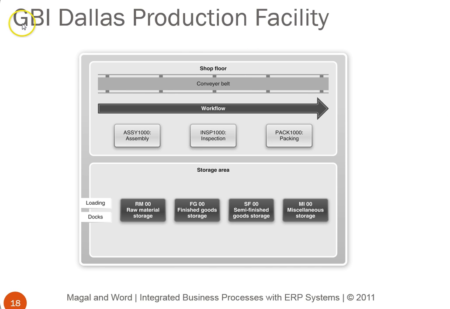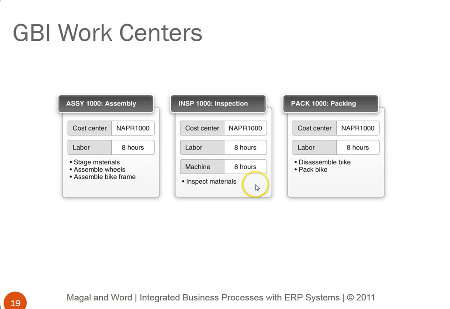This is specifically the GBI company that the textbook is referring to, the production facility. This is the picture of the work center, the shop floor, and the storage area. These are the various work centers that are shown.